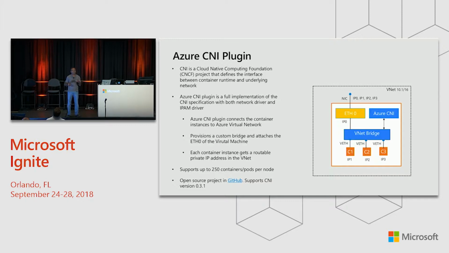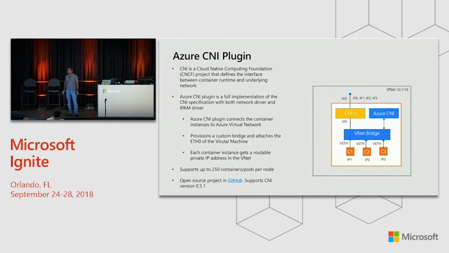They even ship a default CNI with Kubernetes, which is called KubeNet, and we'll talk about that as well. And that's a standard, so we did the implementation of that, and the implementation actually creates a VNet bridge. Then it gives an IP address to each container that is routable. Something to note over here, look at this NIC. It has 4 IP addresses, IP0, IP1, IP2, and IP3.